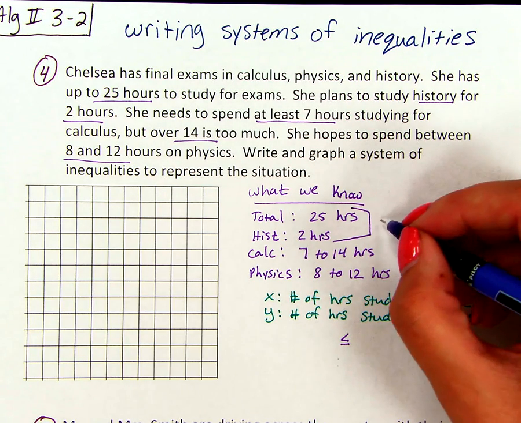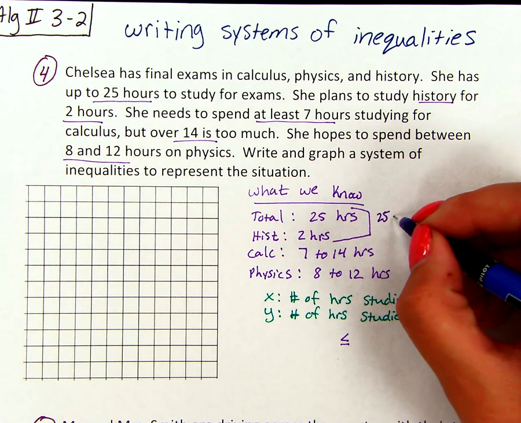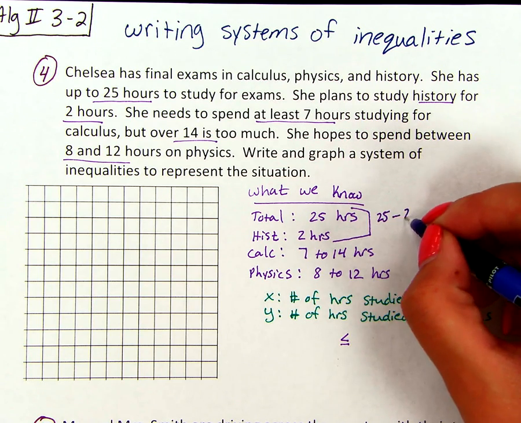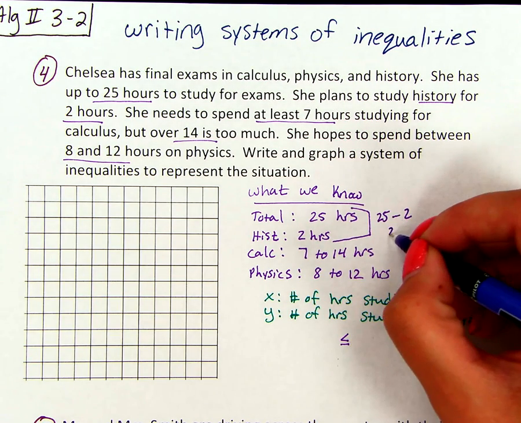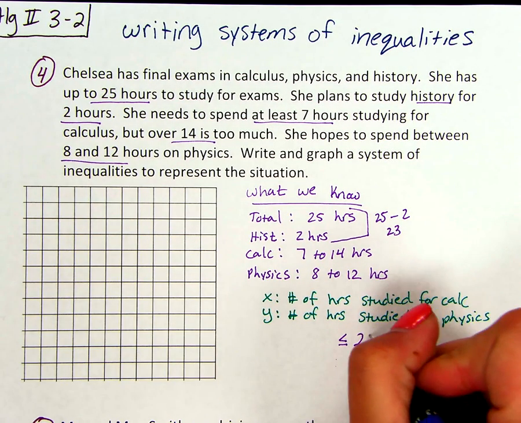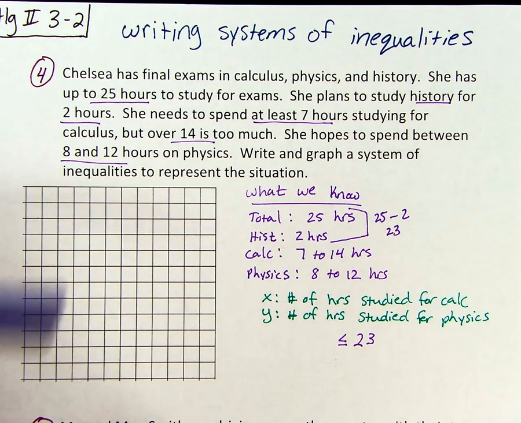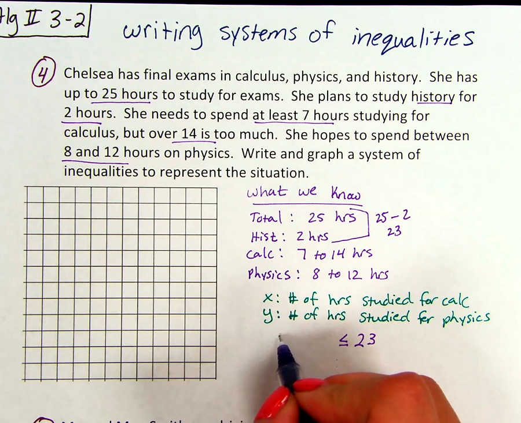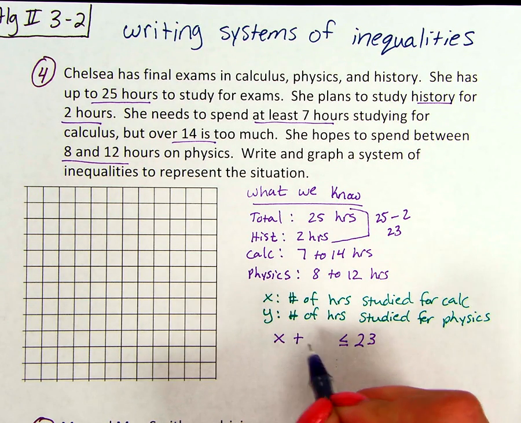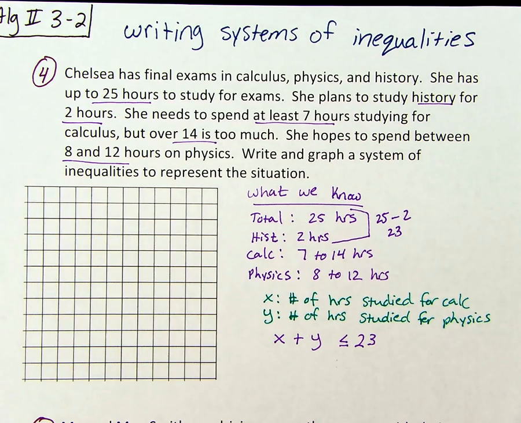So I have a total of 25 hours to study from, and I'm taking away 2 hours to give to history, that means that we're left with 23 hours. So that's our new total. So that's going to be my number here. So something has to be less than or equal to my total number of hours. Now, to figure out that, we would just take the total number of hours that we study for calculus plus our total number of hours studied for physics, and that together has to be less than or equal to that 23.